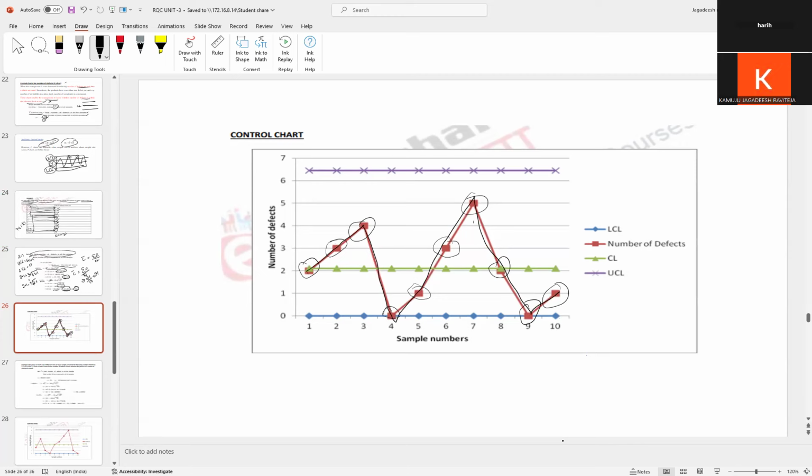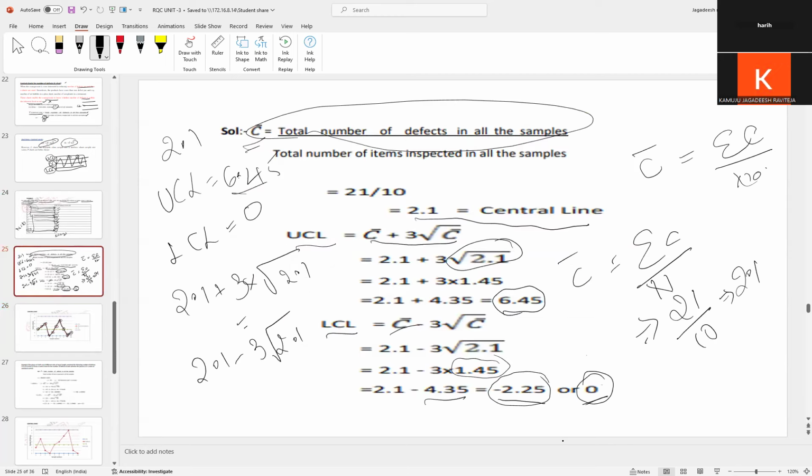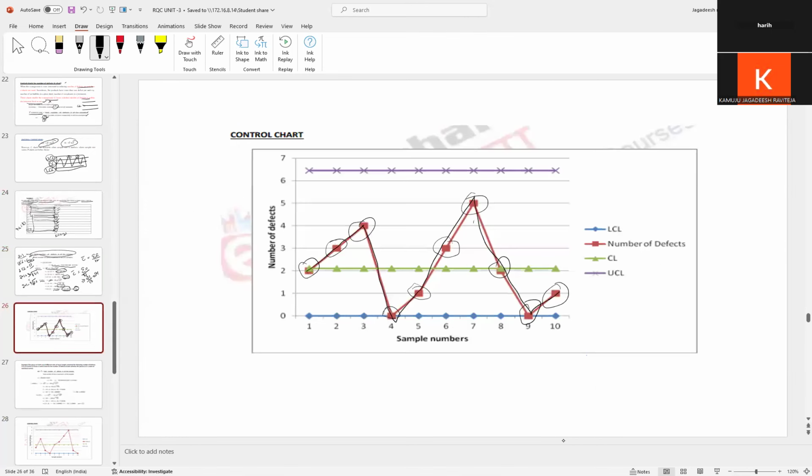Okay. So we know the upper control limit and lower control limit. What is the upper control limit? 6.45. What is the lower control limit? 0. What is the center line? 2.1. So my lower control limit will be 0, the upper control limit is 6.45, and the center line is 2.1.